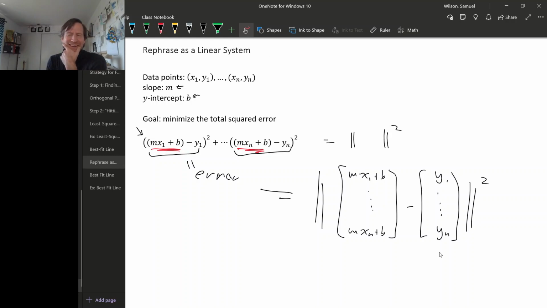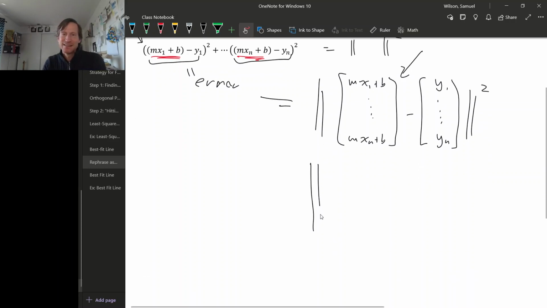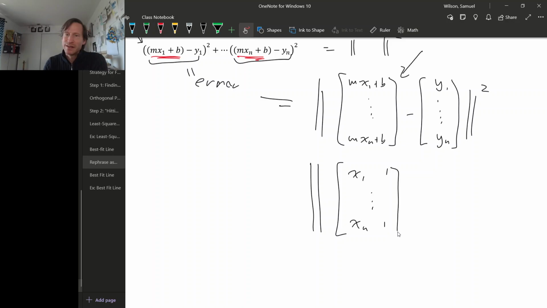But another way to rephrase this, so this vector here, mx1 plus b down to mxn plus b, there's actually a nice way to rewrite that. This is actually the matrix with rows x1, 1 down to xn, 1, times the vector m, b.